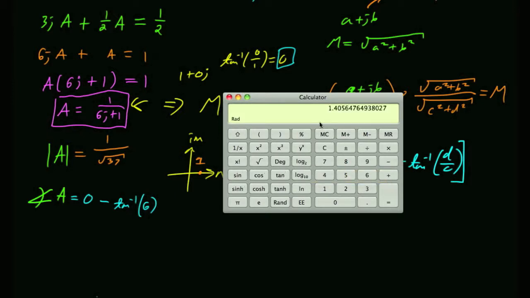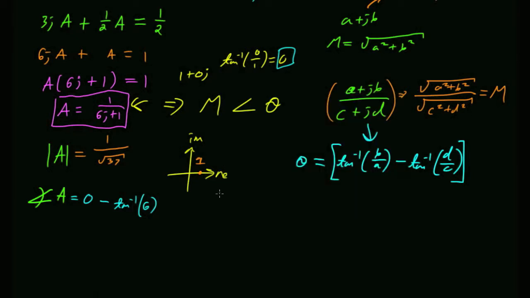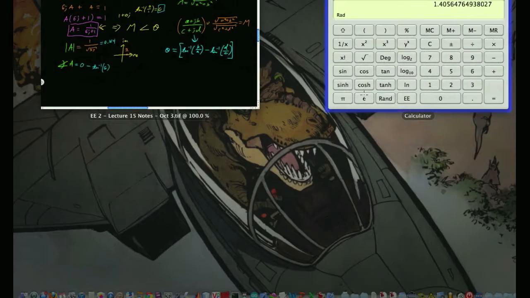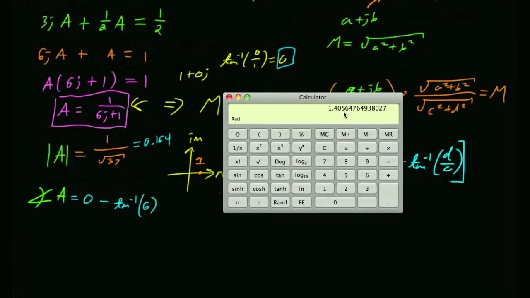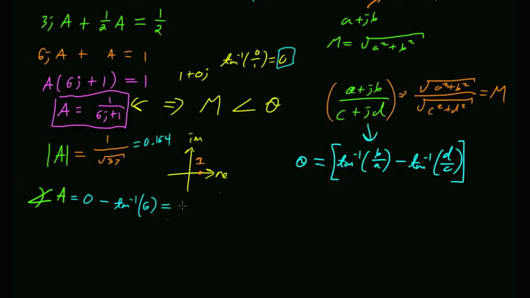I'm guessing it's about 0.164. I was going to guess in that neighborhood. Okay, and minus inverse tan of 6. Make sure your calculator is in radians. Degrees are dead to you now. 1.406. Negative 1.406. Can I get a confirmation on that? Yeah, and what are the units of 1.406?